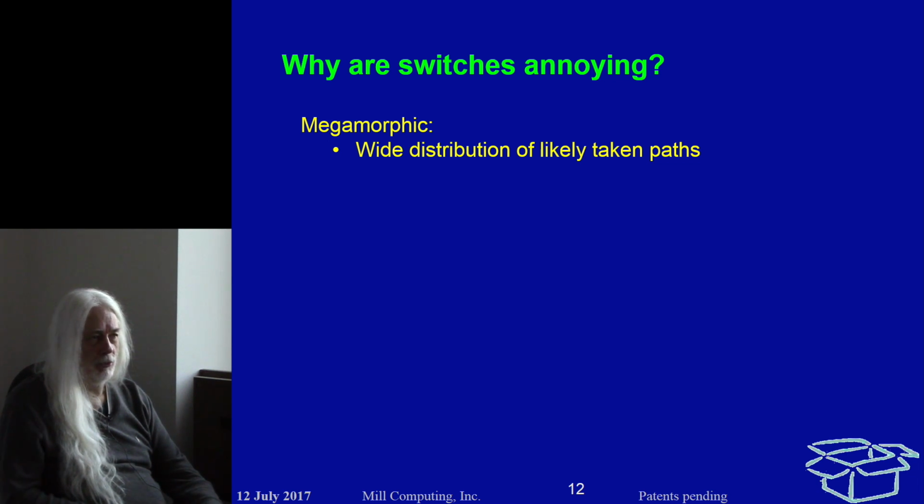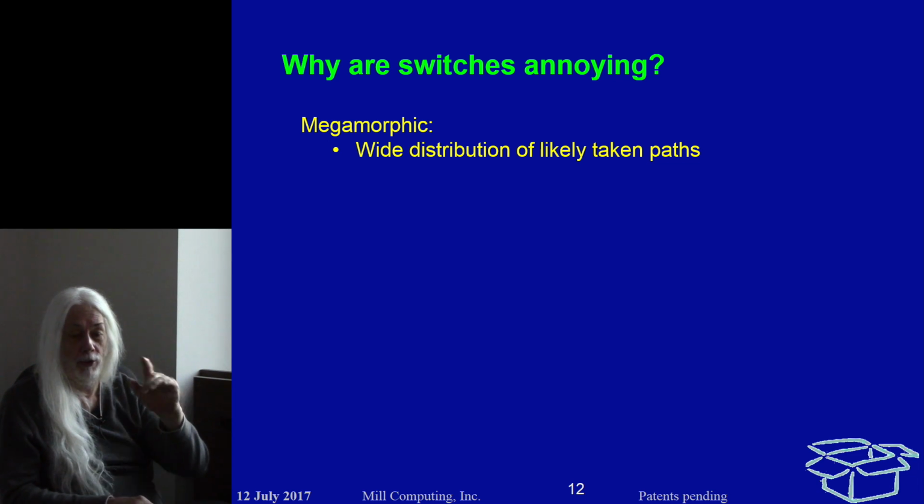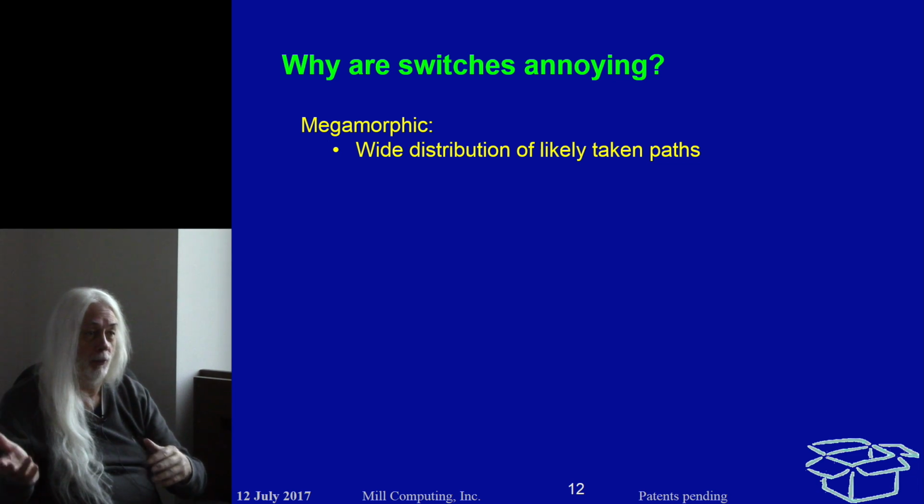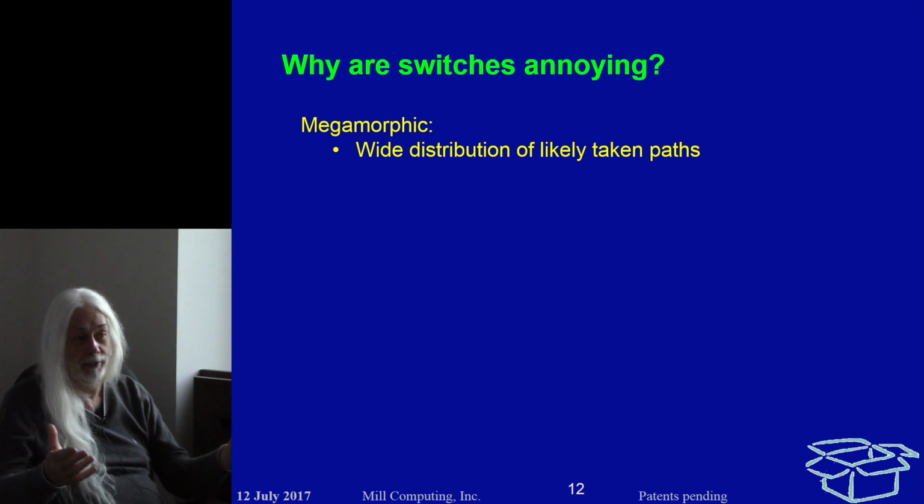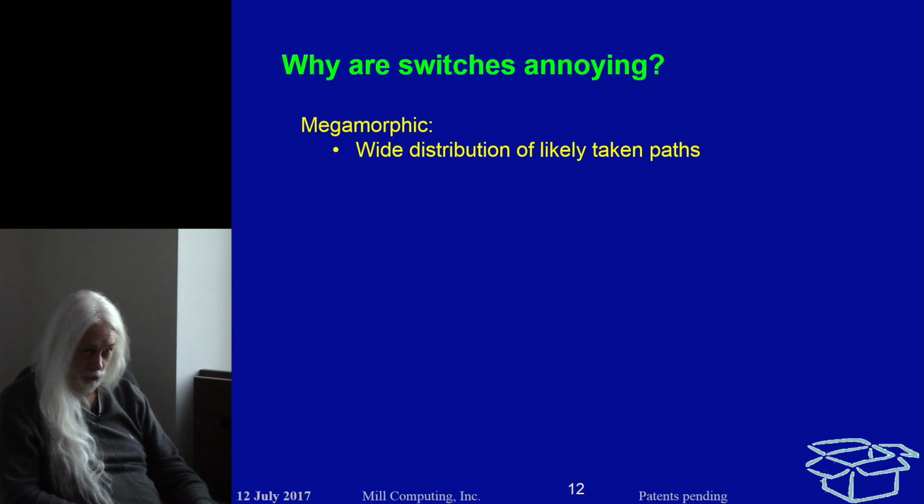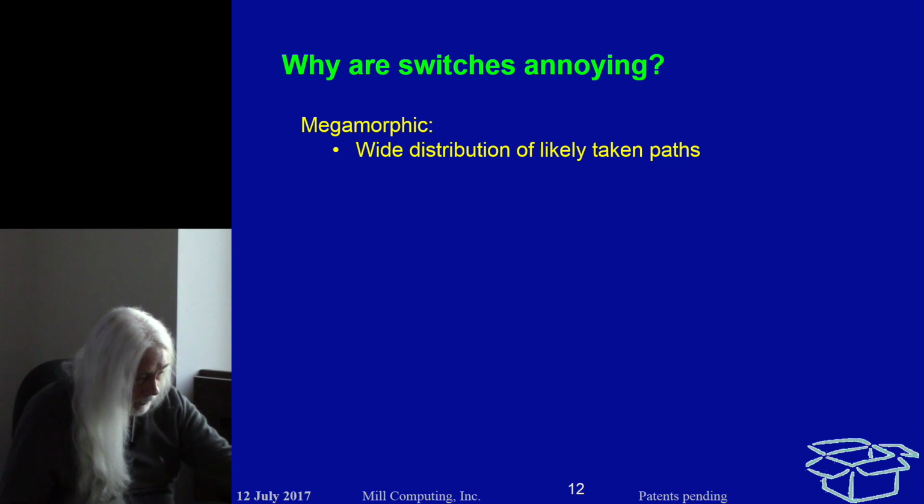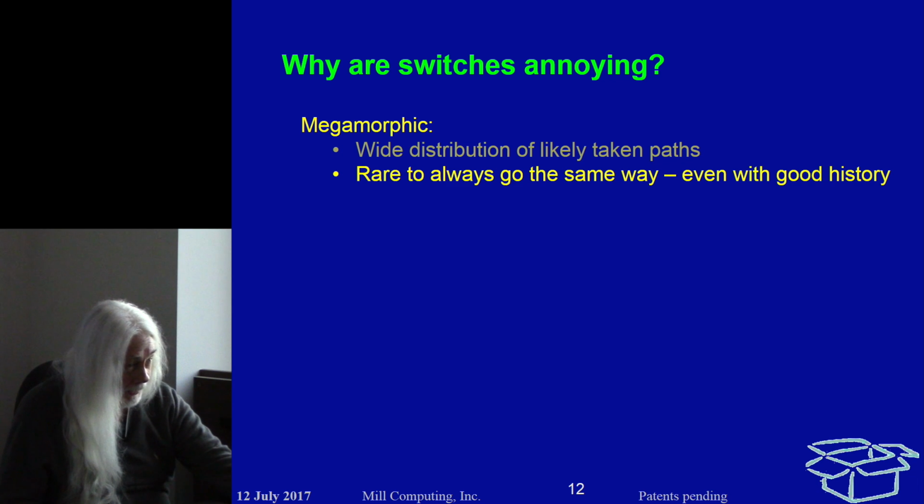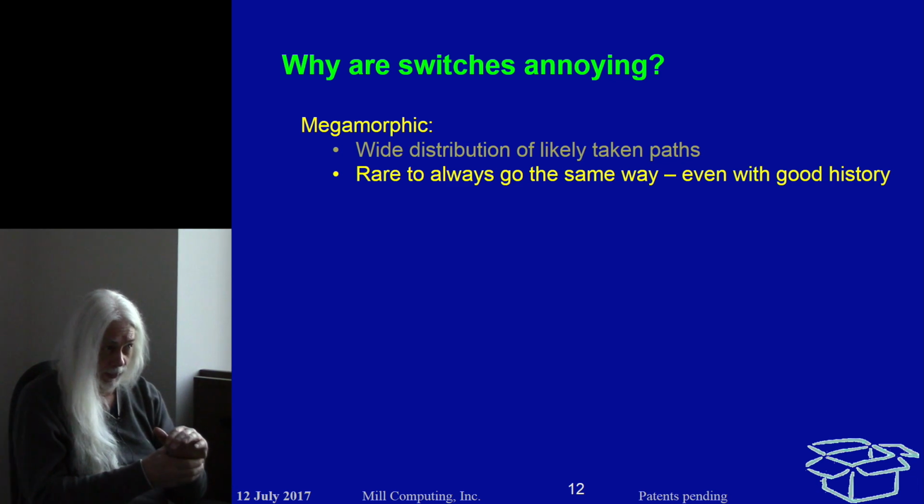The paths through a switch typically do not follow a coherent pattern. They're continually changing back and forth. Think of a lexer. Well, you do a few alphabetics and then a numeric and then white space and then a right angle bracket. I mean, the path through the switch is changing continuously. So consequently, it is rare to go always in the same direction.